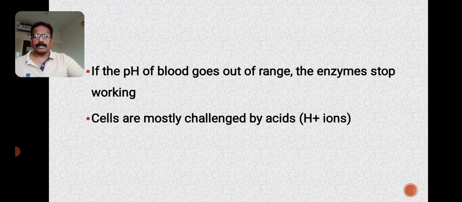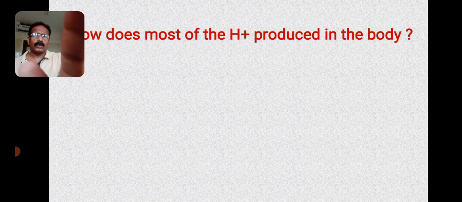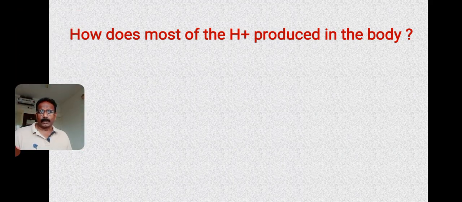The cells are mostly challenged by acids, or H plus ions. Here, by H plus ion we mean a hydrogen atom from which an electron is lost, which is also referred to as a proton. Sometimes in equations H plus is also represented as hydronium ion, H3O plus, which is effectively the same as H plus when we balance a metabolic reaction. Now, how are most of the H plus ions produced in the body?